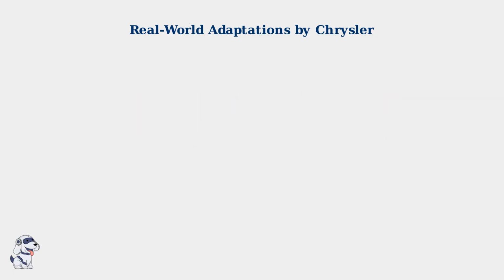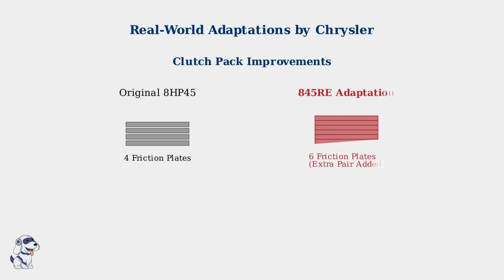This feedback loop has led to specific component improvements in the 845RE. Let's examine one key example: the clutch pack modifications. Based on real-world performance data, Chrysler discovered that adding an extra pair of separator and friction plates to certain clutch packs significantly improved durability and performance.